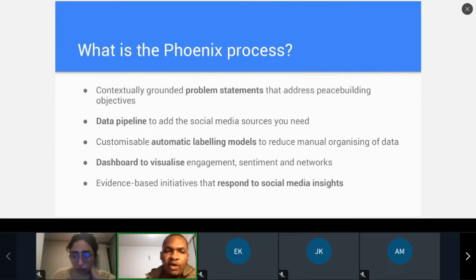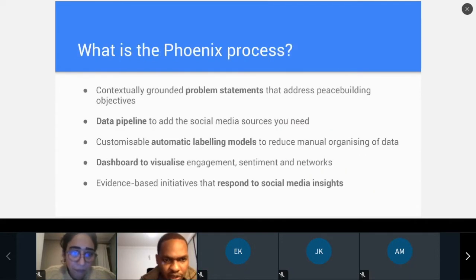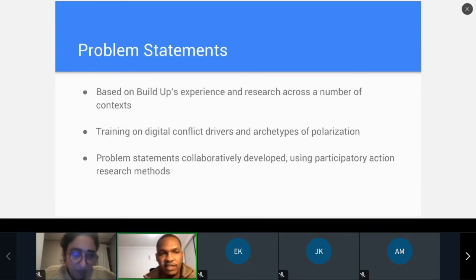And then once we have that tagged data, we build a dashboard to be able to visualize that data, so that you're not looking at spreadsheets, but you're looking at data that now can speak to you. And then from that point, you're able to run evidence-based initiatives that respond to these insights.